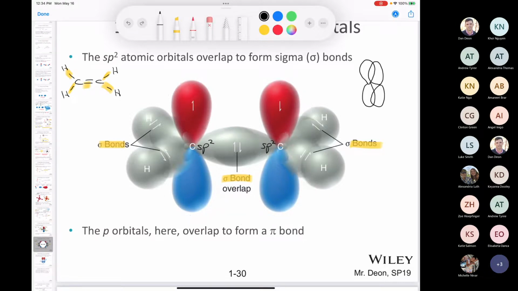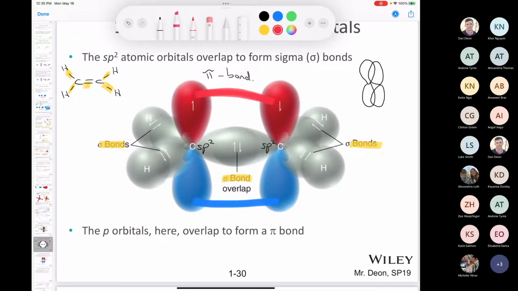I know it can be annoying. If you're wondering, why don't they draw them touching, Mr. Dion? It's because it looks kind of cumbersome. Is that the reason? Yes, that's it. That's all there is to it. It just gets a little ugly. So what I do to show my students that these orbitals are actually touching is I draw a little line between them. This represents the overlap, and this represents the pi bond being formed.